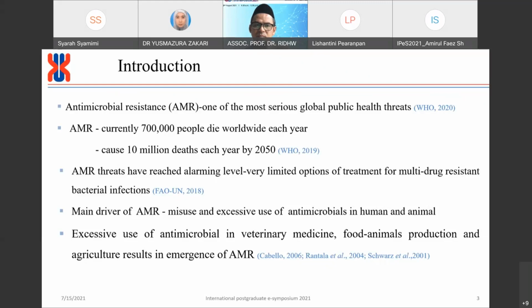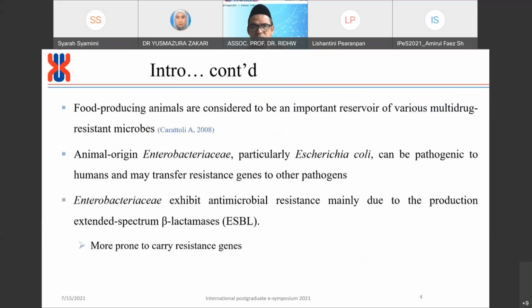The main drivers of antimicrobial resistance are the misuse and excessive use of antimicrobials in humans and animals. The excessive use of antimicrobials in veterinary medicine, food animal production, and agriculture results in the emergence of antimicrobial resistance. Food producing animals are considered important reservoirs of various multi-drug resistant microbes. Animal originated Enterobacteria, particularly Escherichia coli, can be pathogenic to humans and may transfer resistance genes to other pathogens. Enterobacteria exhibit antimicrobial resistance mainly due to enzyme production. We call them extended spectrum beta-lactamase enzymes. And these Enterobacteria are more prone to carry resistance genes.